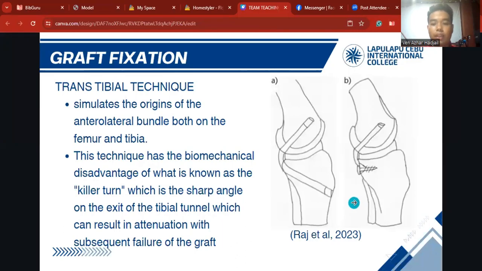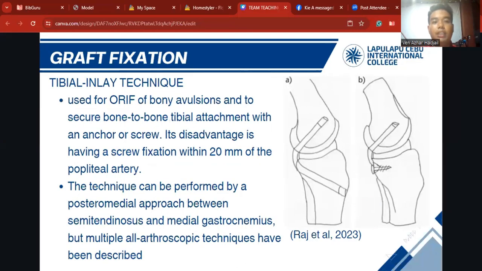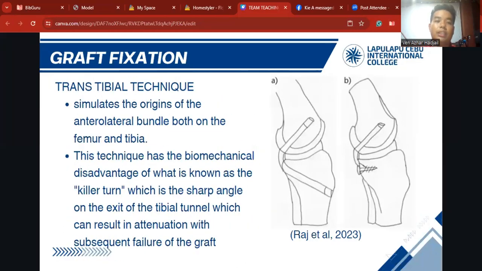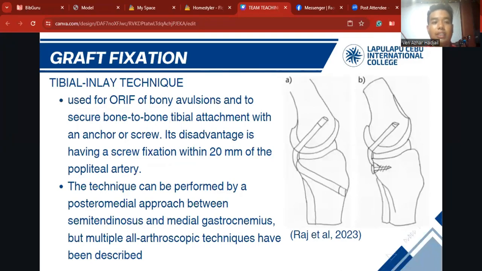Then next, we have the tibial inlay technique. The other one was the transtibial technique, and this one is the tibial inlay technique. It uses fixation of a bony avulsion to secure bone-to-bone tibial attachment with an anchor or screw. As you can see here, it's similar to the other one, but this one uses a screw for the tibia. It has a disadvantage of having a screw fixation within 20 millimeter of the popliteal artery. It can be risky since we are talking about an artery, so it may be hit.